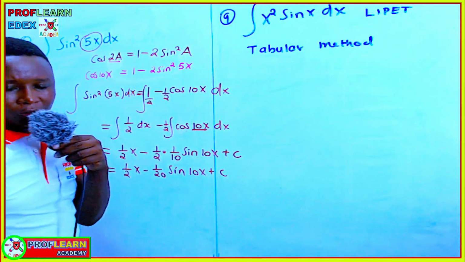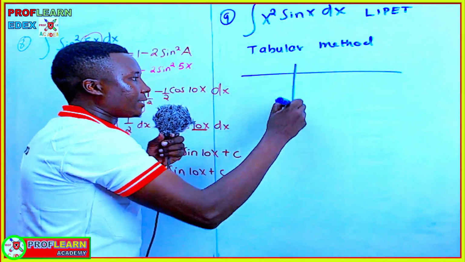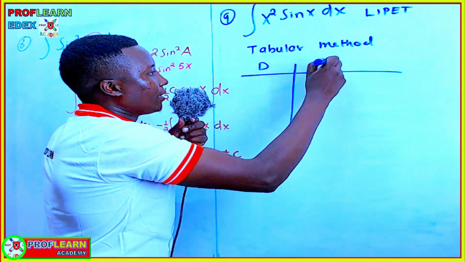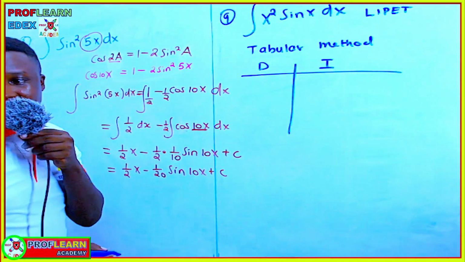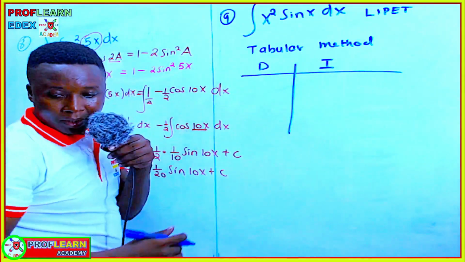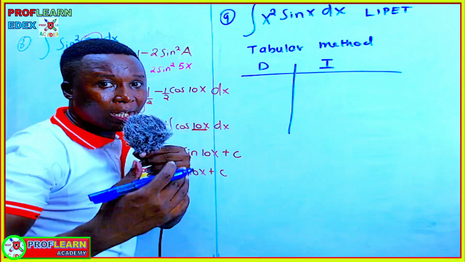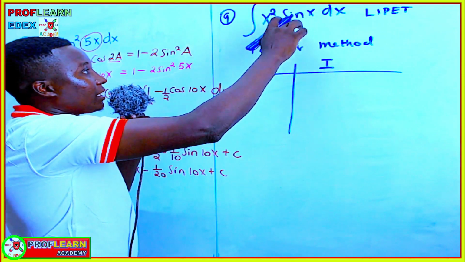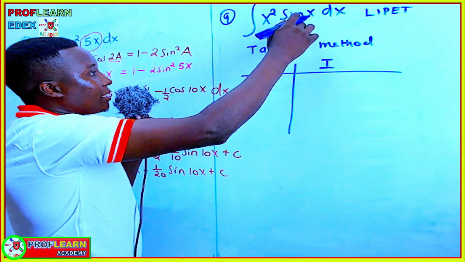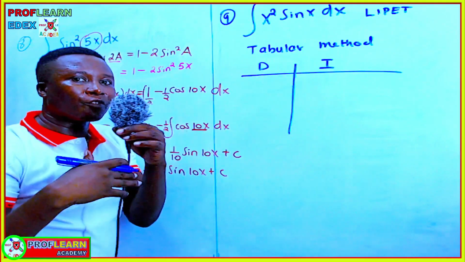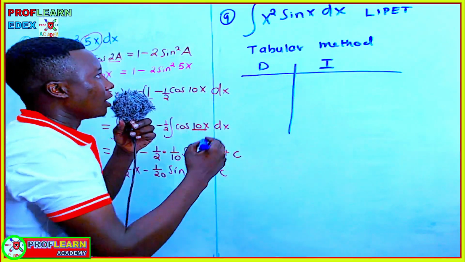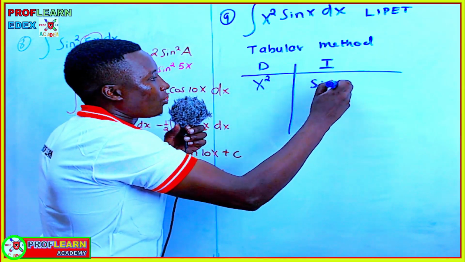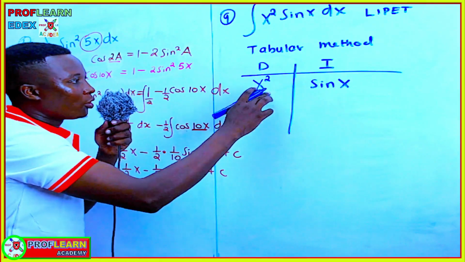Now under the tabular method, we are going to draw a table like this, and we are going to have the derivative, and we are going to say what you are going to integrate. So the derivative is going to be the polynomial, the one you can easily differentiate until it diminishes. But this one you integrate, since differentiating sine keeps on oscillating between sine and cos. So this d is going to be x squared, and this is going to be our sine x at that given point.